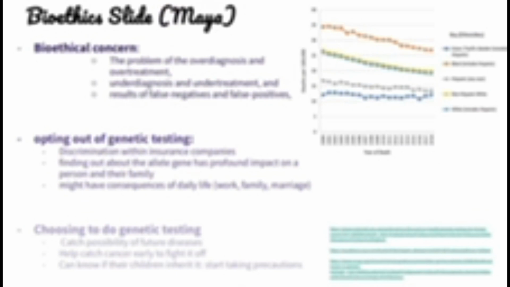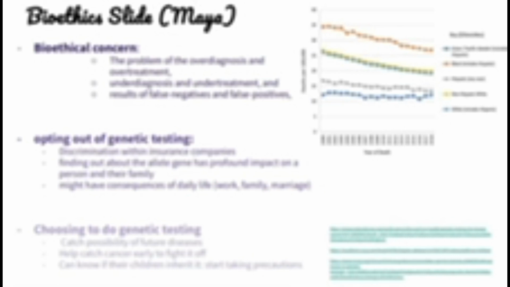For my bioethics slide, I talked about the bioethical concerns: the problem of overdiagnosis and overtreatment, the problem of underdiagnosis and undertreatment, and the results of false negatives and false positives, which is a huge issue when doing genetic testing. There are two perspectives on this. One is opting out of genetic testing. There's discrimination by insurance companies, and discrimination at work and in the family when you are diagnosed with a certain disease.